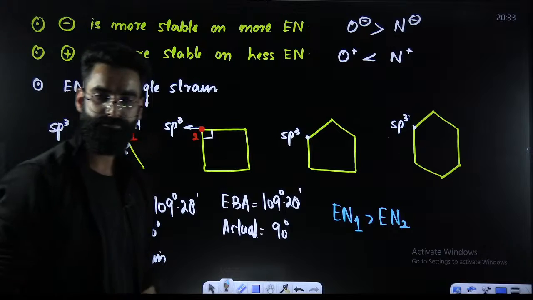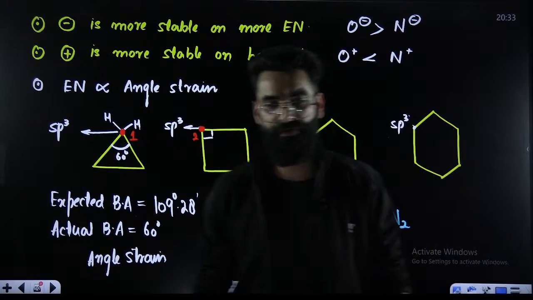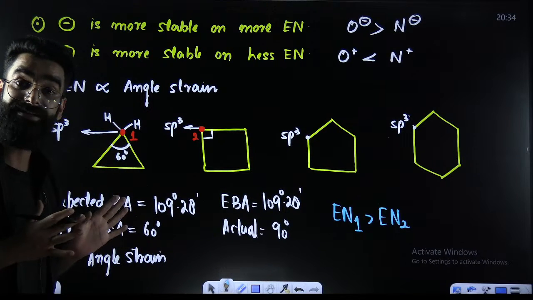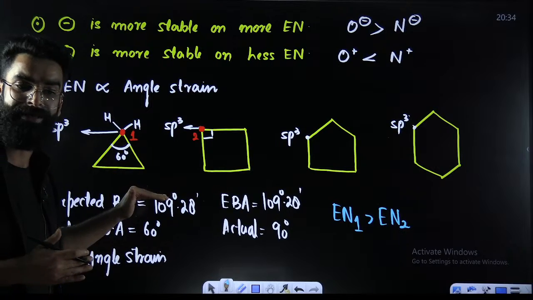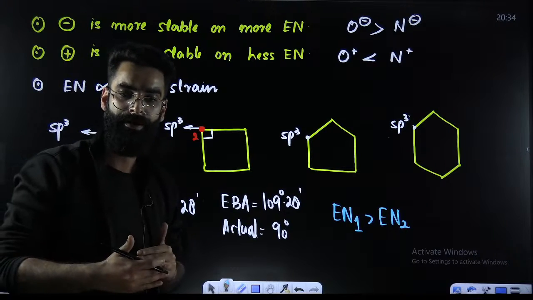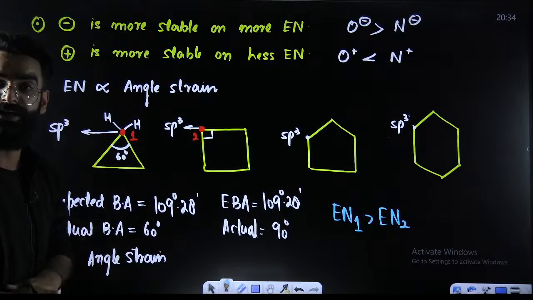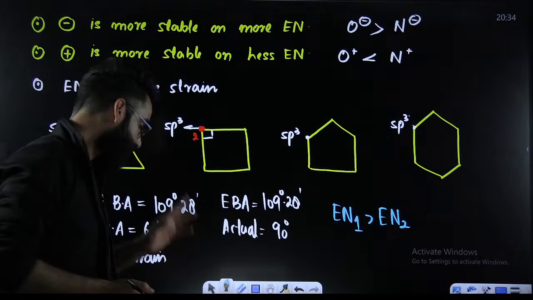Right? Remember it from now onwards. The more the angle strain, that means the more the difference between expected and actual bond angles, the more will be the angle strain. More angle strain means more electronegativity. I believe this is clear.